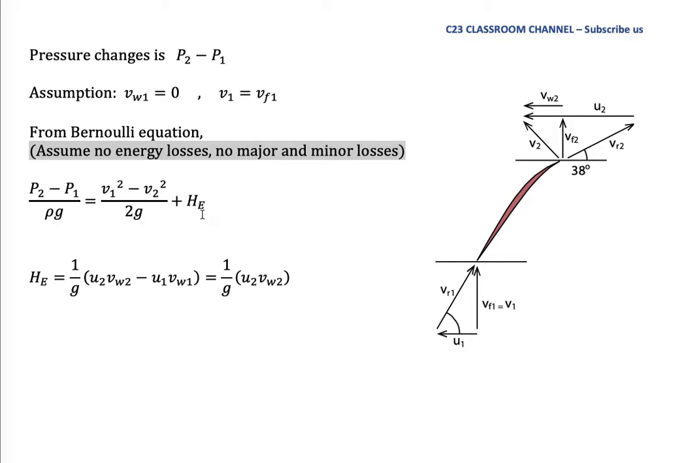So we could say that the manometric head and the Euler head are equal, meaning there are no losses. So P2 minus P1 over rho g is equal to V1 square minus V2 square over 2g plus Euler head. And then the Euler head can be calculated by using this equation. We have discussed this in previous notes, and we could simplify it because the value of Vw1 here is equal to 0. The Euler head will become 1 over g U2 Vw2 like this.